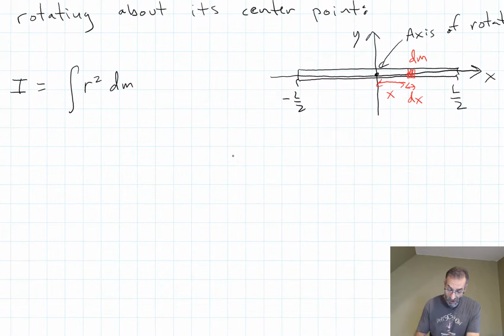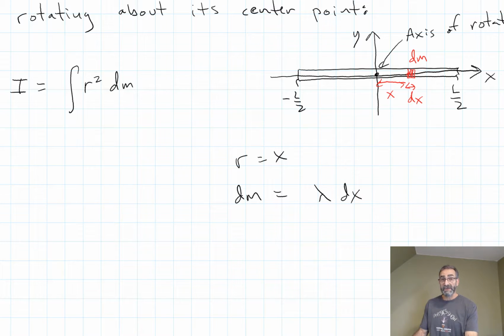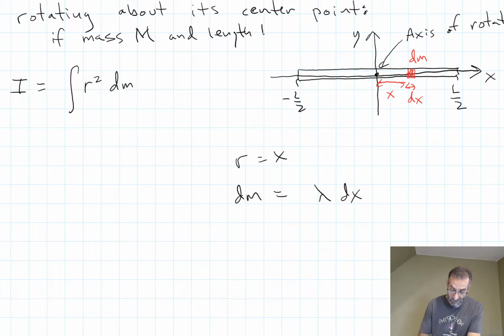So I say, well, what is r? r is going to be x. What is dm? dm is the mass density lambda for a one-dimensional object multiplied by the length dx. This is always true. If lambda is constant, I can plug in the total mass over the total length, if we know the total mass and the total length. Now I can plug these in.